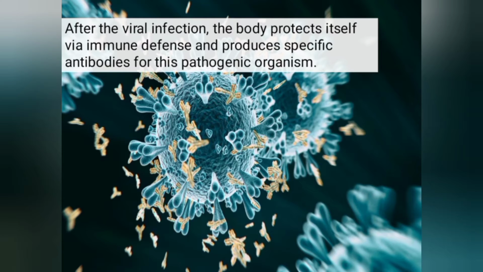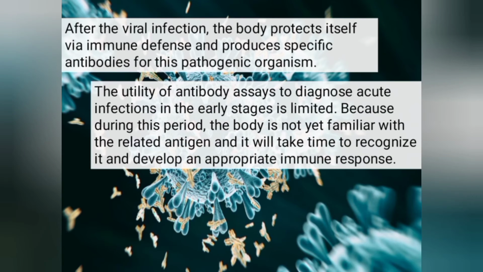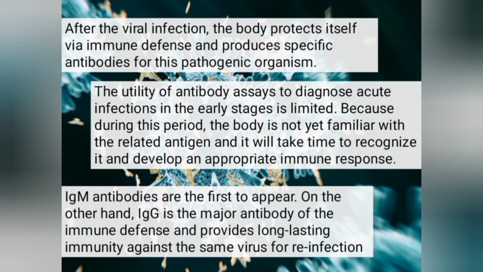After the viral infection, the body protects itself via immune defense and produces specific antibodies for this pathogenic organism. The utility of antibody assays to diagnose acute infection in the early stages is limited, because during this period the body is not yet familiar with the related antigen, and it will take time to recognize it and develop an appropriate immune response. IgM antibodies are the first to appear. On the other hand, IgG is the major antibody of the immune defense and provides long-lasting immunity against the same virus for reinfection.